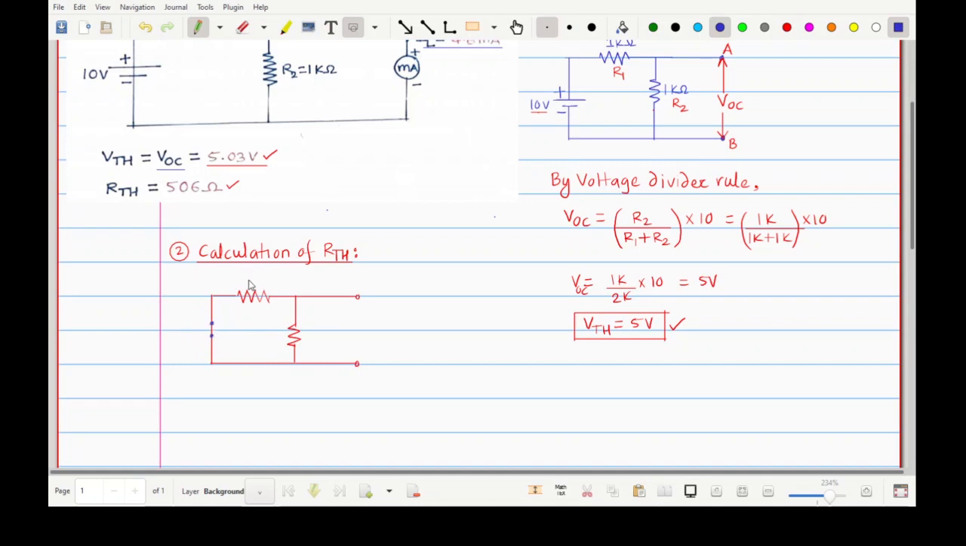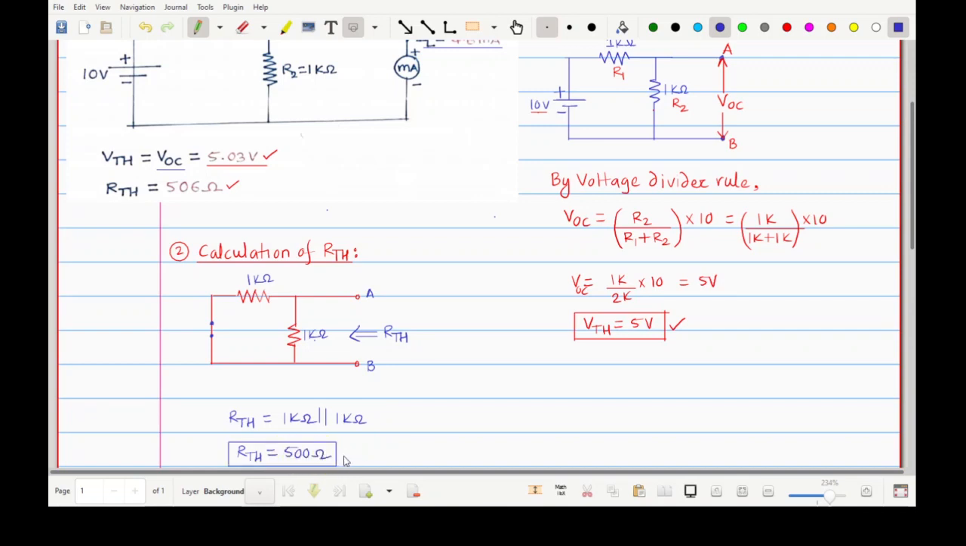This is your 1 kilo ohm R1 resistance, this is your R2 1 kilo ohm. This is your point A and this is your point B. In between point A and B, we are measuring the Thevenin's resistance. If you look at this, you will find that this 1 kilo ohm and this 1 kilo ohm are in parallel. So Thevenin's resistance is nothing but 1 kilo ohm in parallel with 1 kilo ohm. If you calculate this, RTH comes out to be 500 ohm.